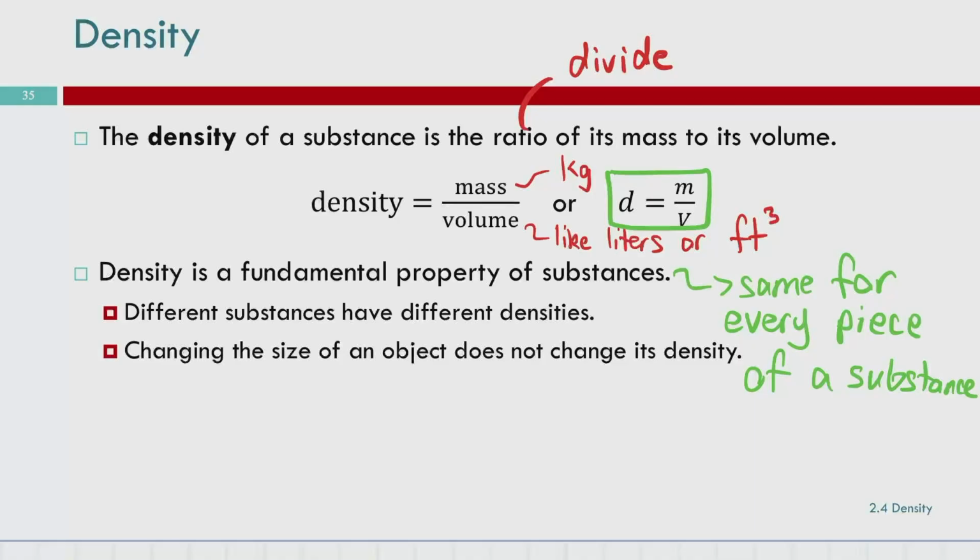If you change the size of an object, that doesn't change its density. So for example, if I have a small piece of wood, it's not going to weigh very much. It's also going to be small. If I take a bigger piece of wood, I've increased the size of the wood, so this volume term has increased. But because of making it bigger, I've also made the mass increase more. And since we're dividing those two things, the density, the ratio of the mass to the volume, is going to be the same. So it doesn't matter what size of the object you have, a small amount will have the same density as a large amount.